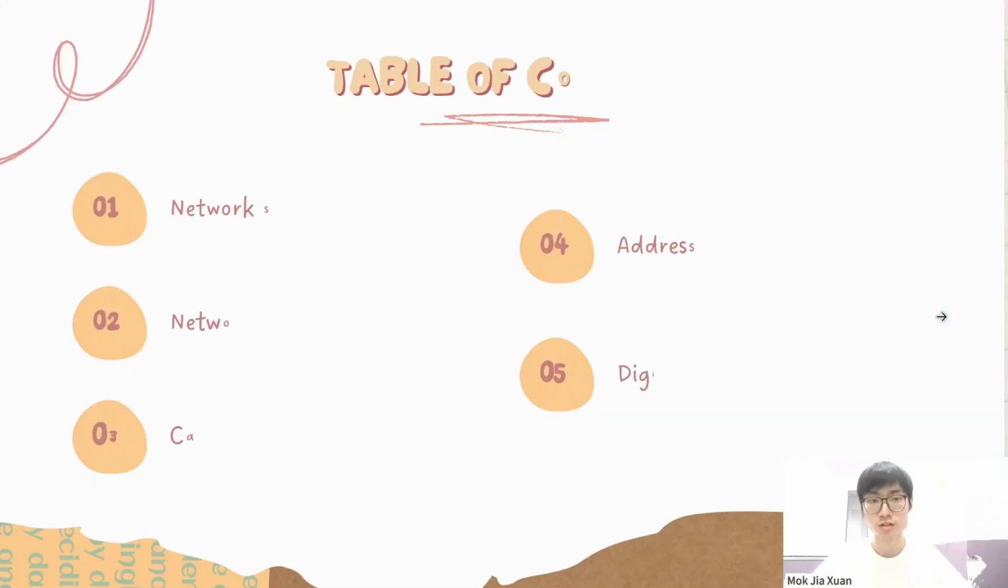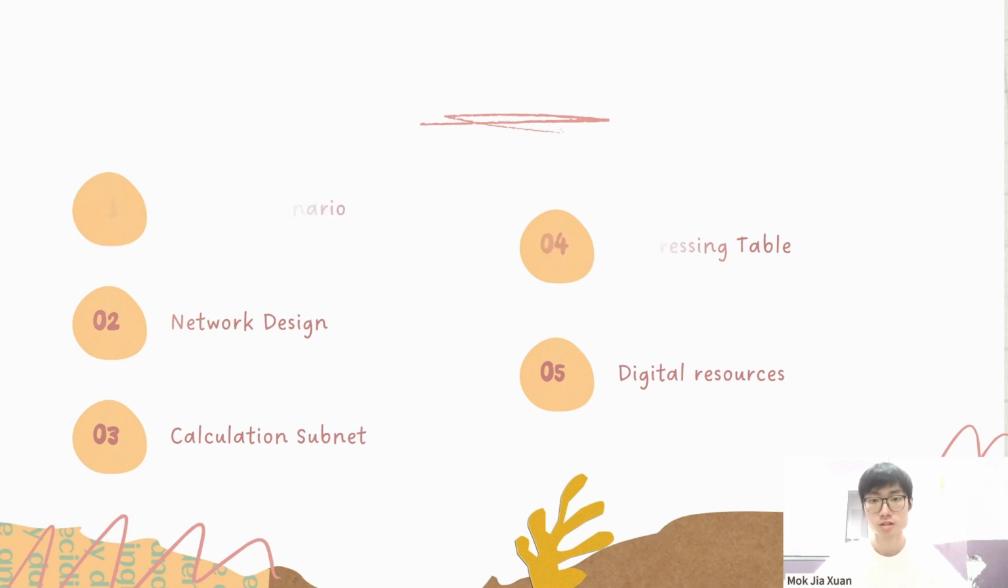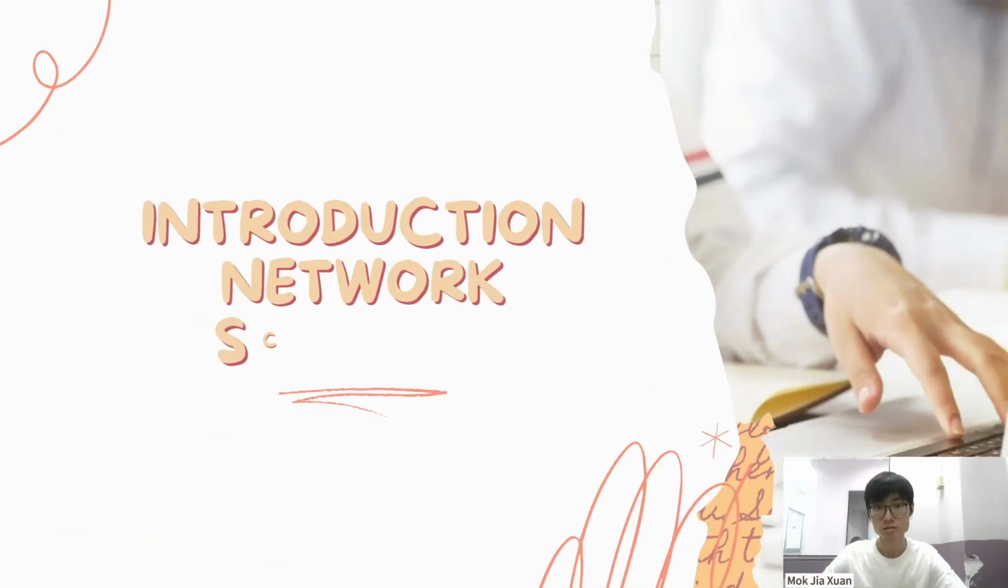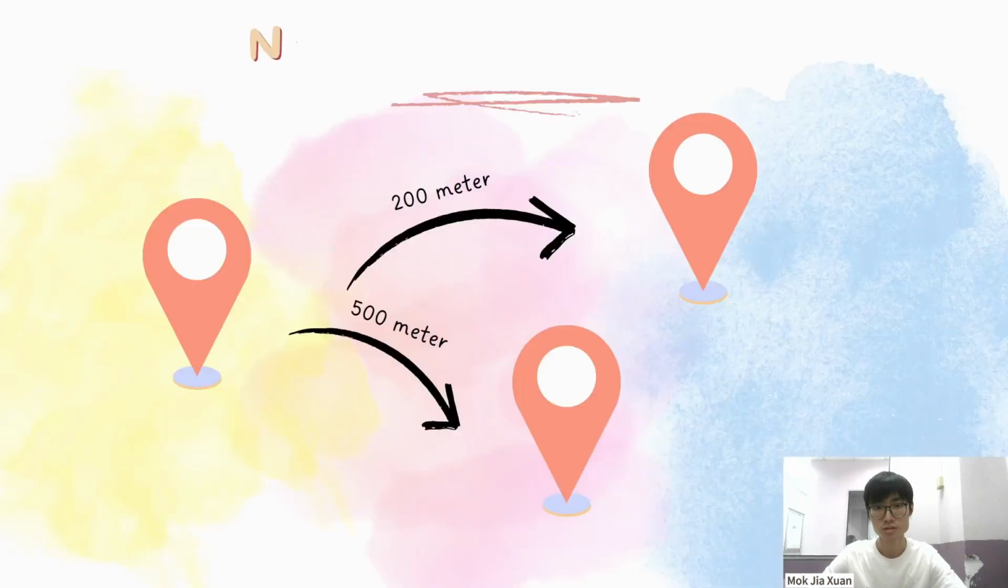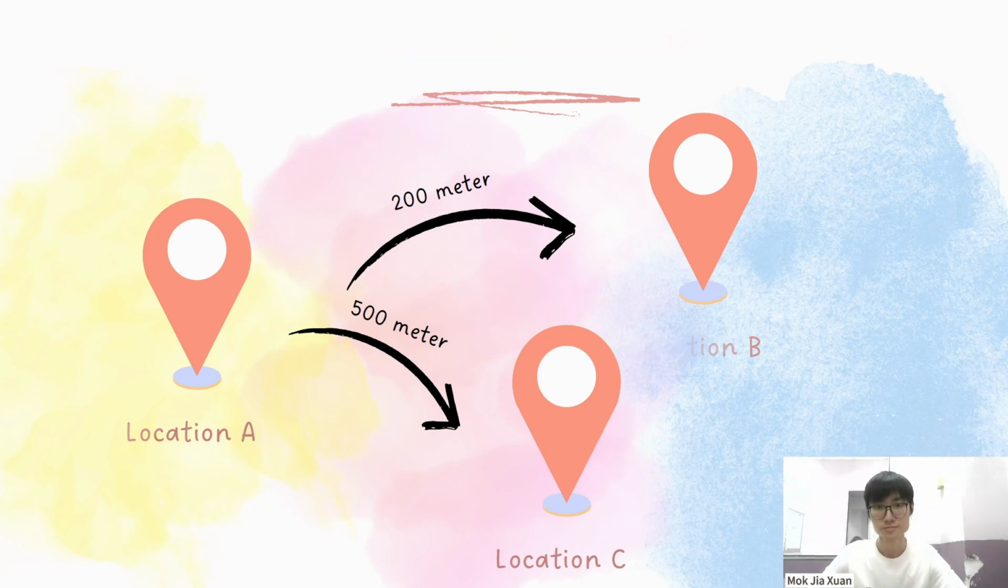Next is the table of contents. We have network scenario, network design, calculation of subnet, addressing table, and digital resources. And this is the introduction of the network scenario. We have three locations: A, B, and C. A to B is 200 meters and A to C is 500 meters.